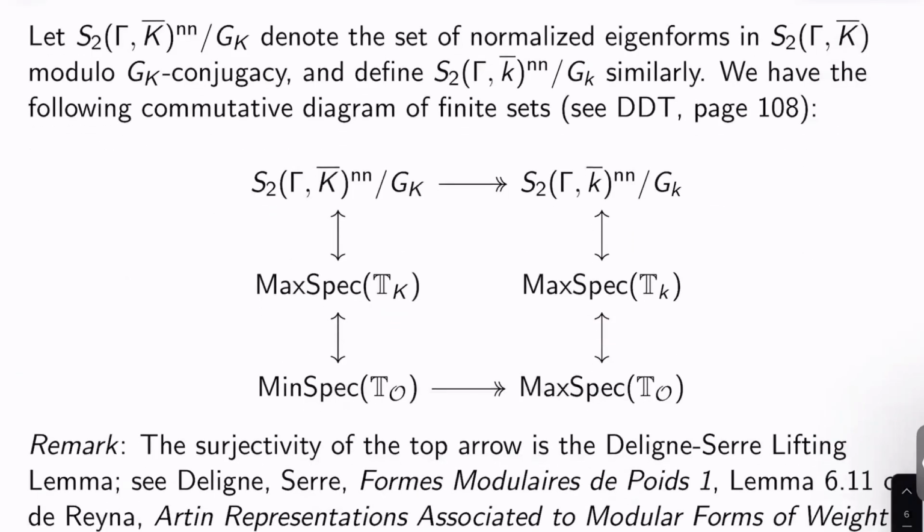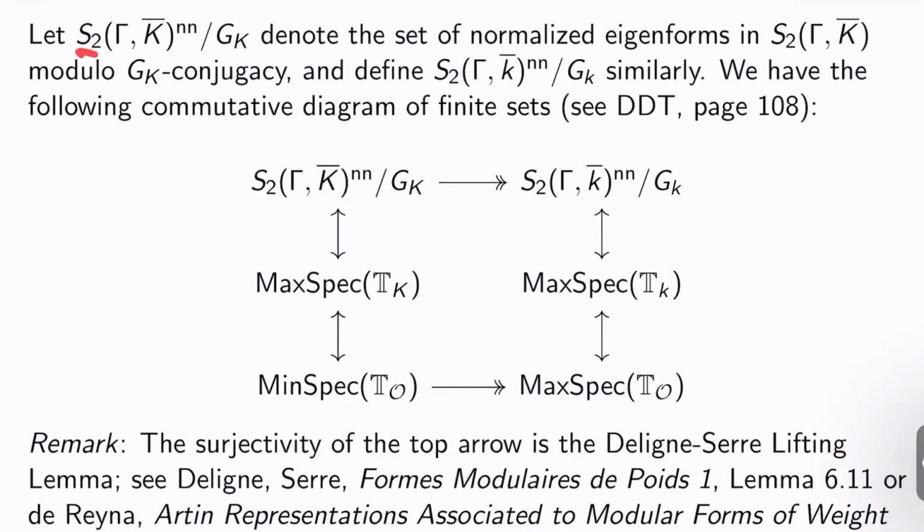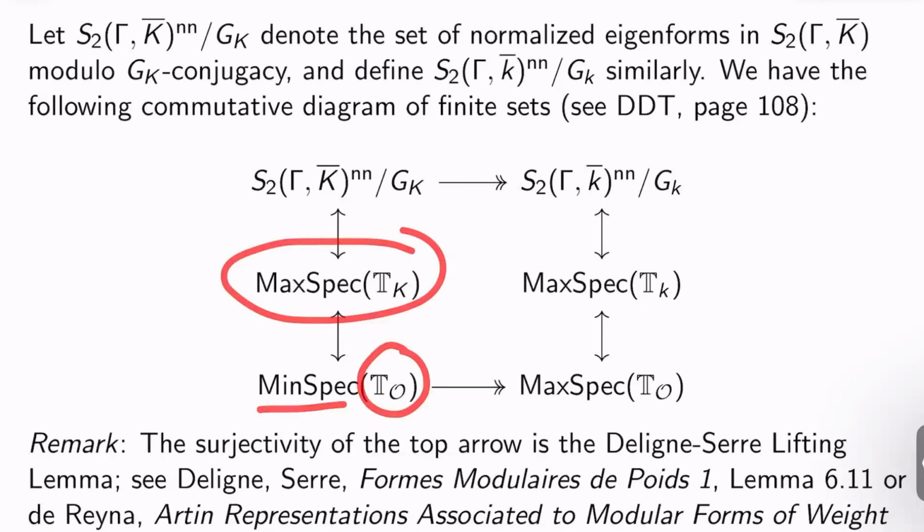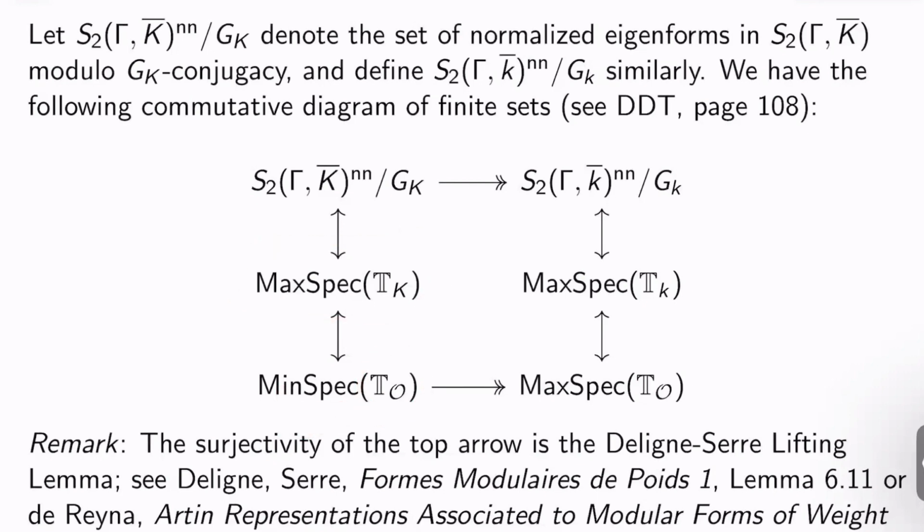And so we're going to look at an enlightening diagram now. We'll let S_2(Gamma, K bar)_{N}/G_K denote the set of normalized eigenforms in S_2(Gamma, K bar) modulo G_K conjugacy. And we'll define S_2(Gamma, k bar)_{N}/G_k similarly. Then, and you can see DDT page 108 for more details, we have the following commutative diagram of finite sets. So S_2(Gamma, K bar)_{N}/G_K is in bijection with the maximal spec of T_K, so the maximal prime ideals of T_K. And that is in bijection with min spec of T_O. So this is the set of all minimal prime ideals of T_O.